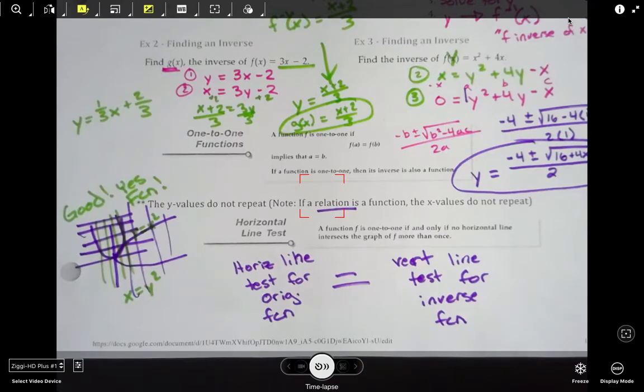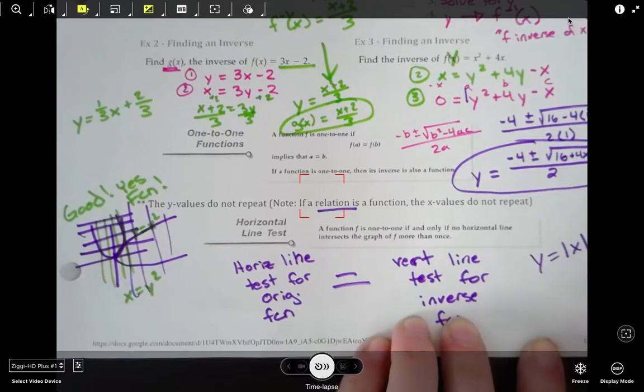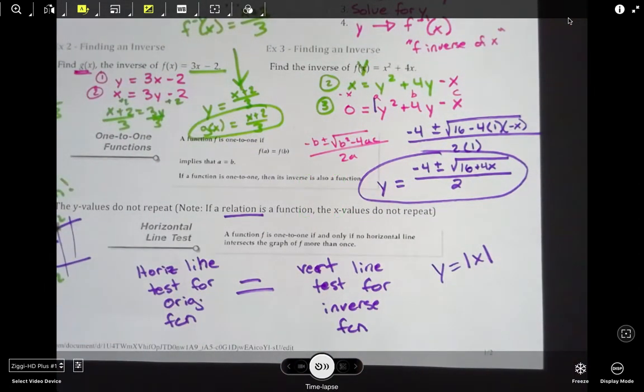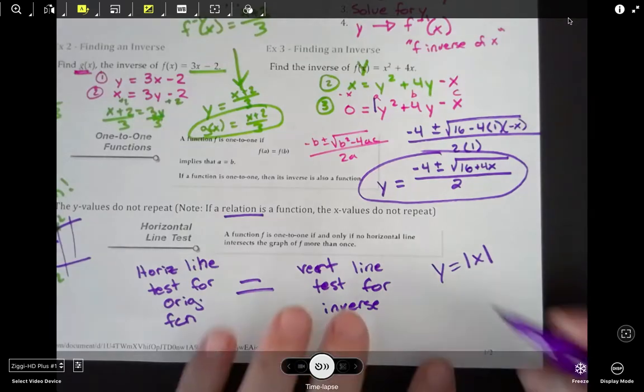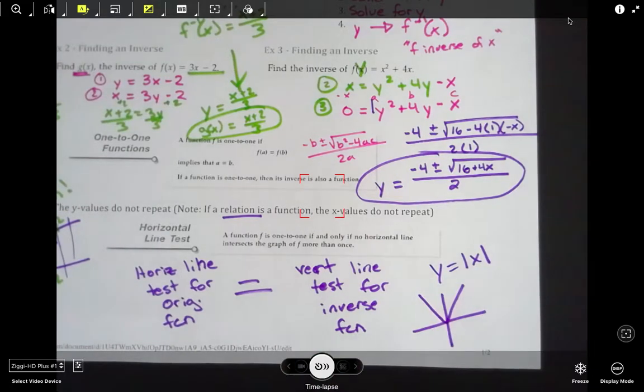Yes, correct. Okay? So if I give you a function like, let's say, y equals the absolute value of x, okay? What does it look like? It looks like a v, right? If you graph it, it looks like a v, okay? Is it a function? Is that v a function?